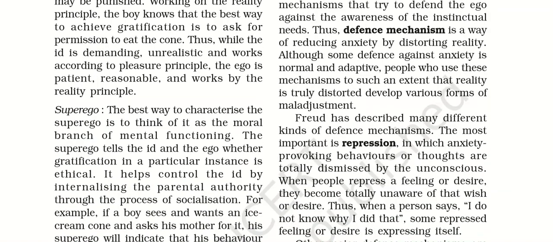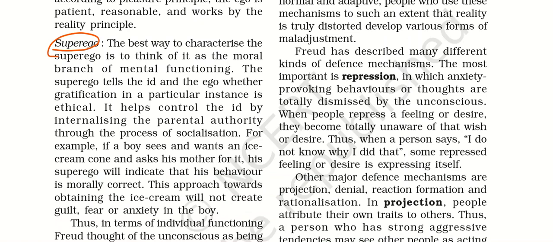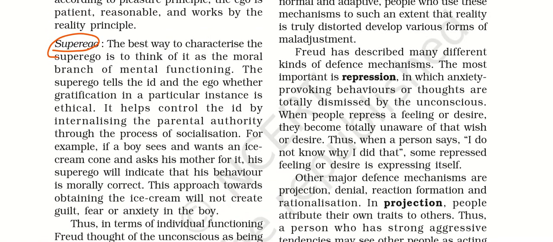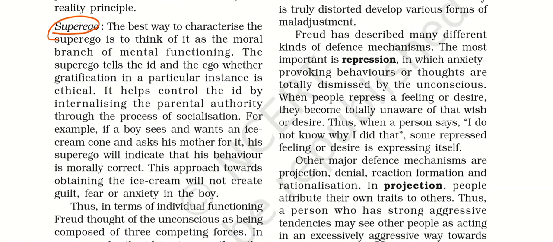Now, the third one is your superego. Superego works on your moral principle. You're morally correct. The best way to characterize the superego is to think of it as the moral branch of mental functioning. The superego tells id and ego whether gratification in a particular instance is ethical or not. So, that is your superego, working only on the moral principle.